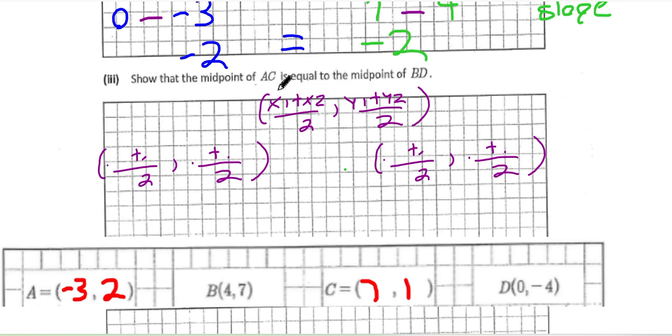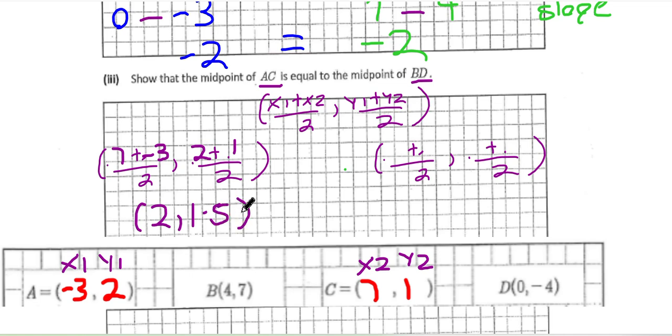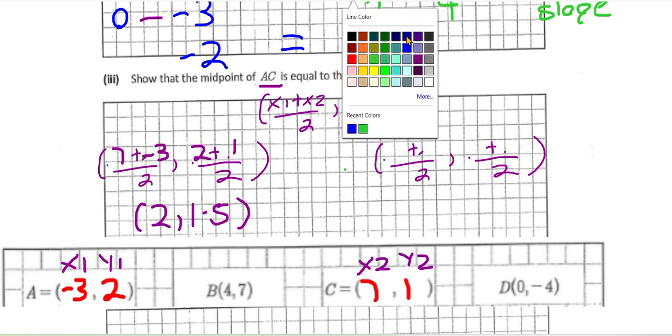So A is paired with C, and B is paired with D. You all good with that? So what I'd say is AC is x1, y1. C is x2, y2. What do we get? 7 minus 3 over 2. And the other one? 2 plus 1 over 2. We get an answer of 2 and 1.5.